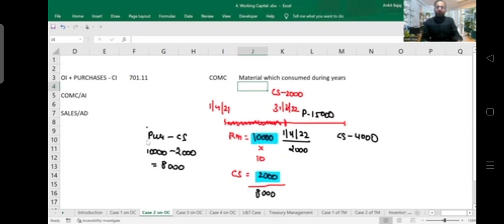We have seen the previous formula where purchase and closing were there. So we have taken purchase and reduced closing stock from purchase. So we have calculated cost of material consumed.